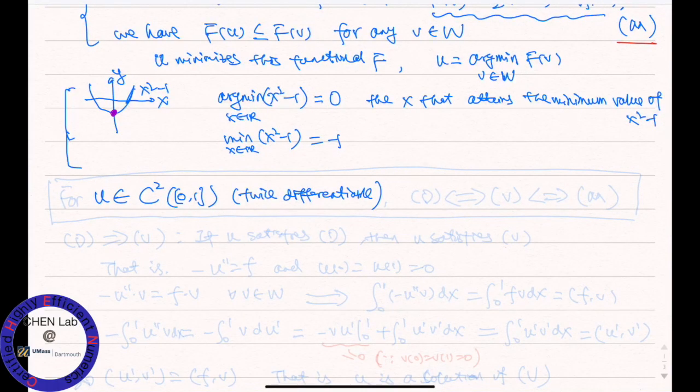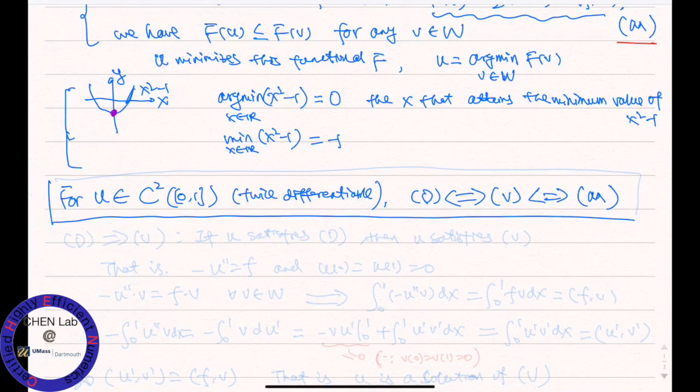So what we're going to show next is that all those three seemingly very different problems are equivalent. So for u in C2, we can show problem D is equivalent with problem V, and problem V is equivalent with problem M. All right, that's what we're going to prove. So we show that once you have D, you have V.